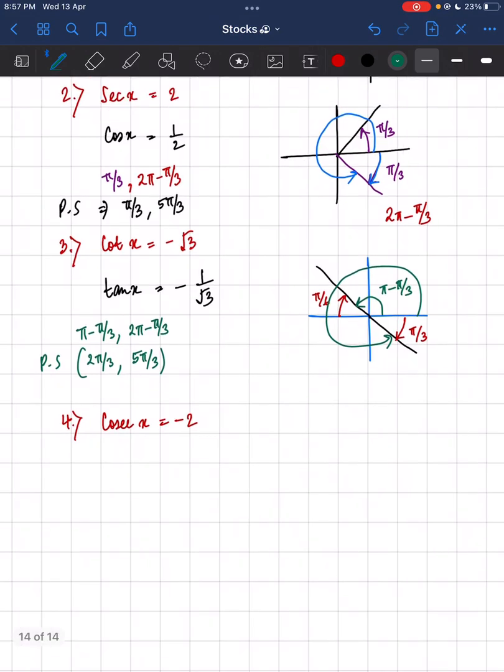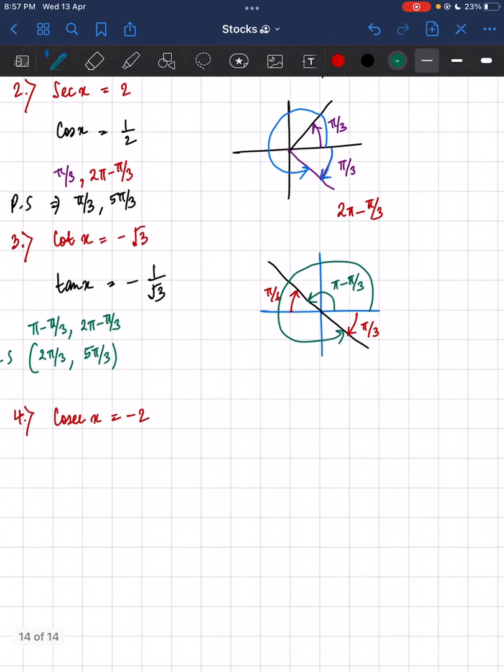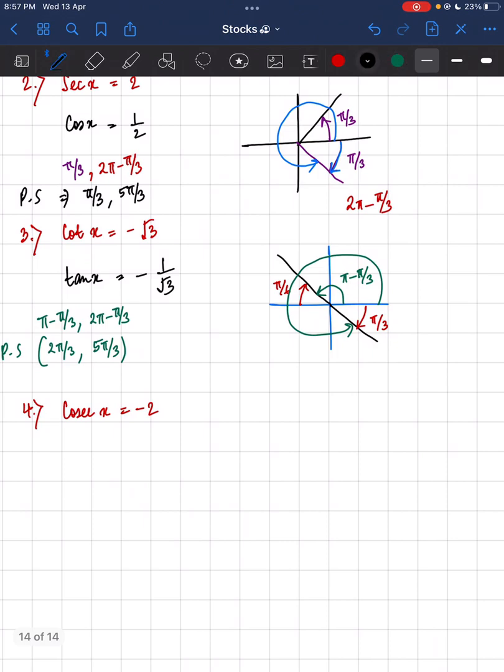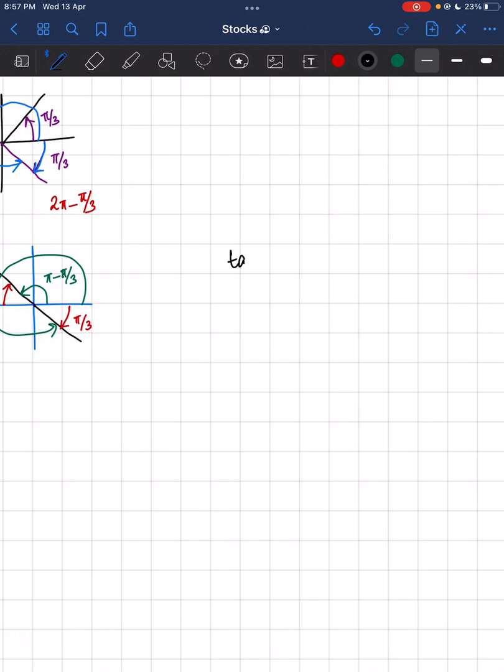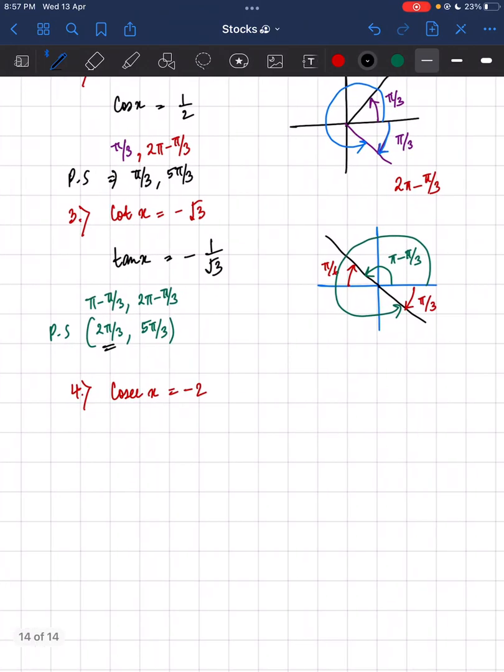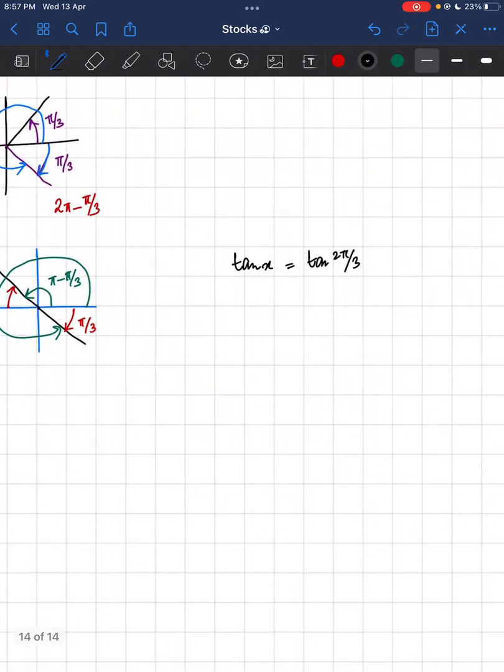Okay, and the general solution of this one will be just like the previous one. I will take the smallest angle. So the smallest angle is 2 pi by 3. So I am going to write this one as tan x is equal to tan 2 pi by 3. Tan 2 pi by 3 is minus 1 by root 3, right? I will always take the smallest angle. So 2 pi by 3 is smaller than 5 pi by 3. So I am taking that, and therefore the general solution will be equal to what? General solution is x is equal to n pi plus 2 pi by 3.